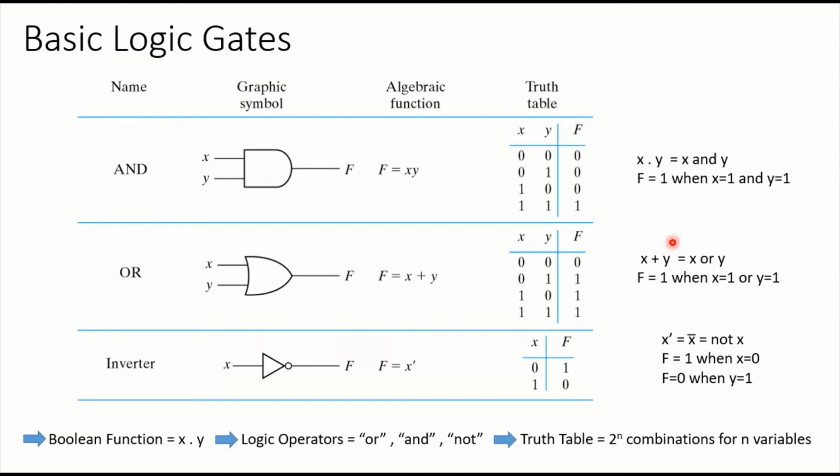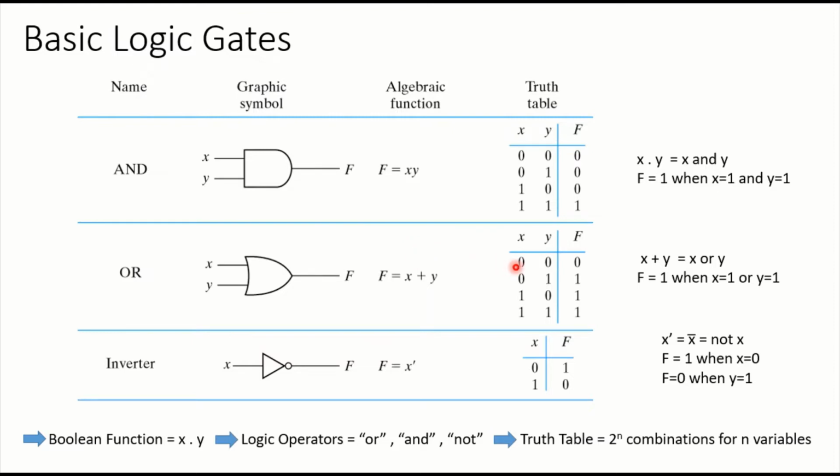How does this operator or function work? When X is 1 or Y is 1, it means any one of the inputs is 1. If any one of the inputs is 1, then F will be equal to 1. We will get output as 1. We can also draw the truth table for this OR gate. We have two inputs, so 4 possible combinations will be here for the inputs: 00, 01, 10, 11. We will apply all the inputs one by one at the inputs X and Y, and we will get the output at F.